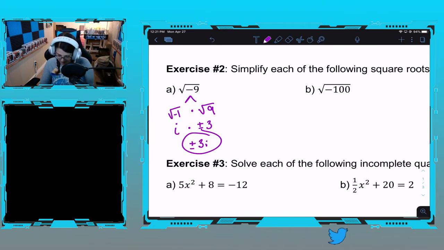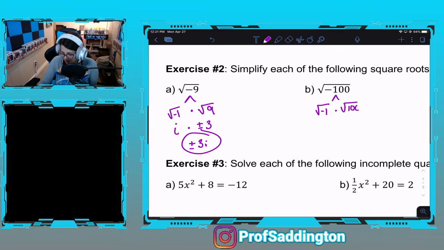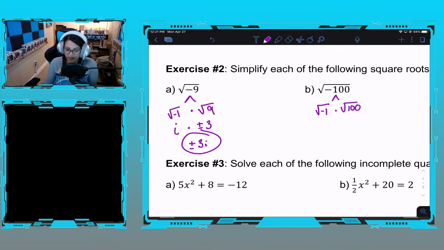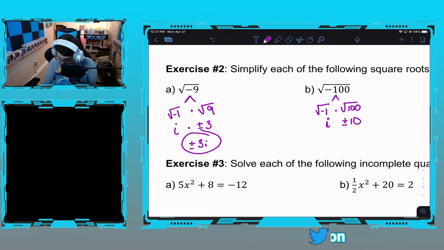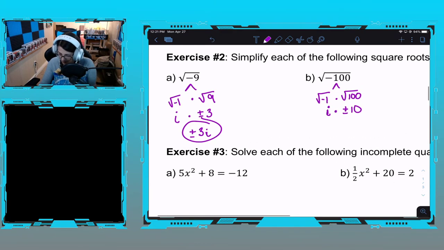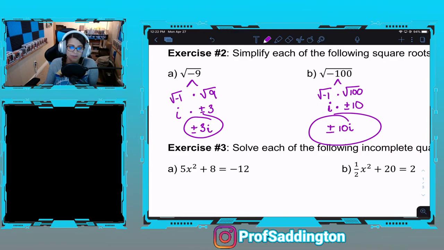So similarly, if I'm going to do that for a square root of -100, I'm going to have the square root of -1 times the square root of 100. We know the square root of 100 is just plus or minus 10. Square root of -1 is I. Oops, forgot my little hook down there. So therefore, we have plus or minus 10I.